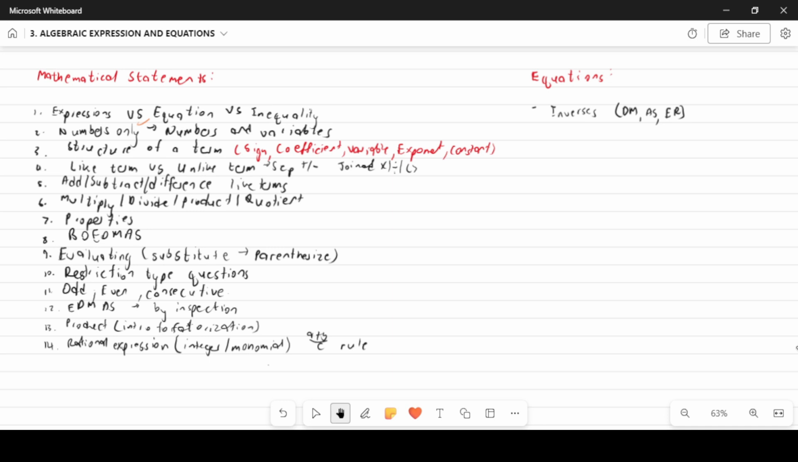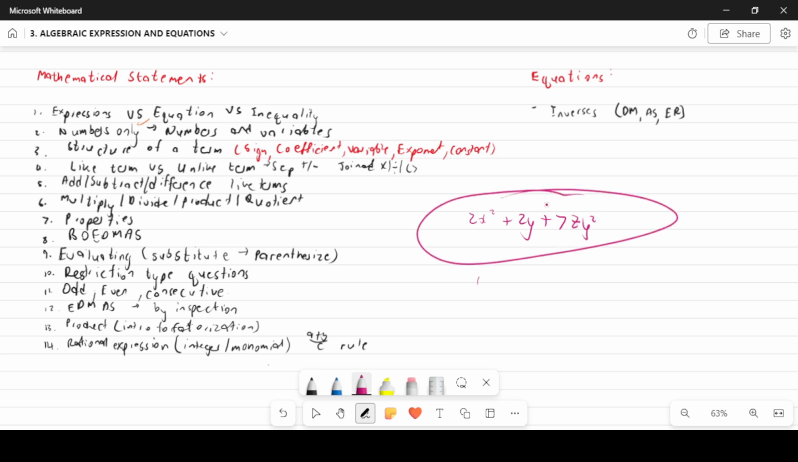An expression is simply the combination of numbers, variables, and operations. So 2x squared plus 2y, this is an expression. 7z plus y squared is also an expression. So the combination of numbers, variables, and operations is what we call an expression.